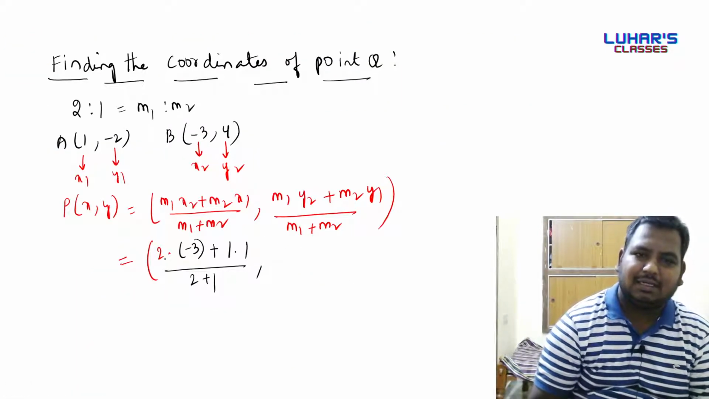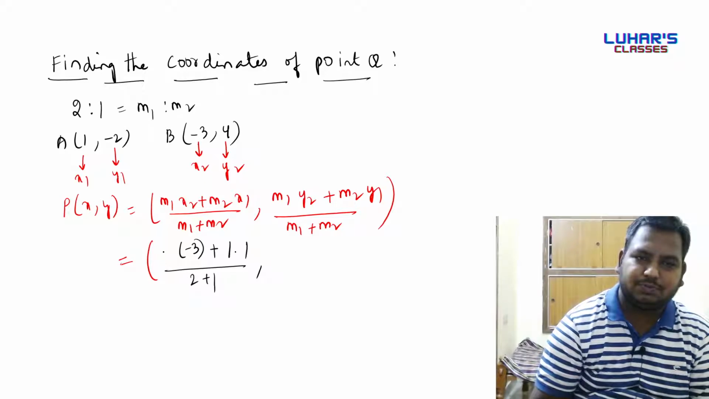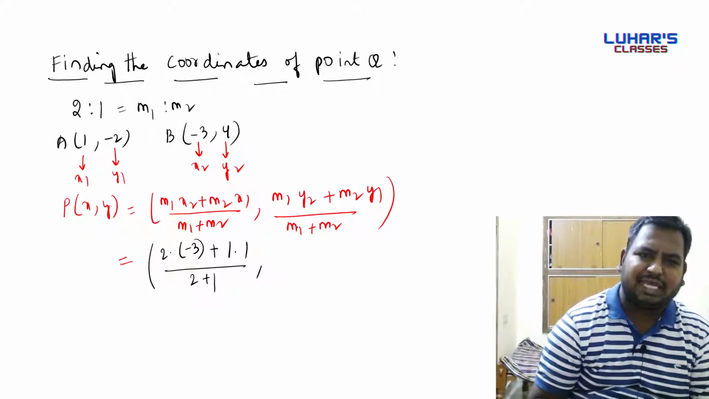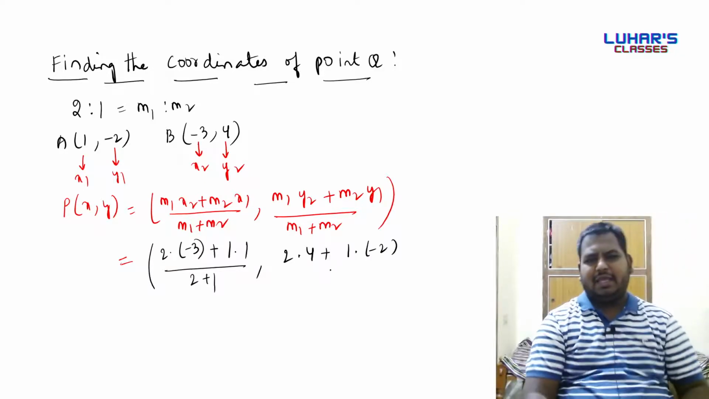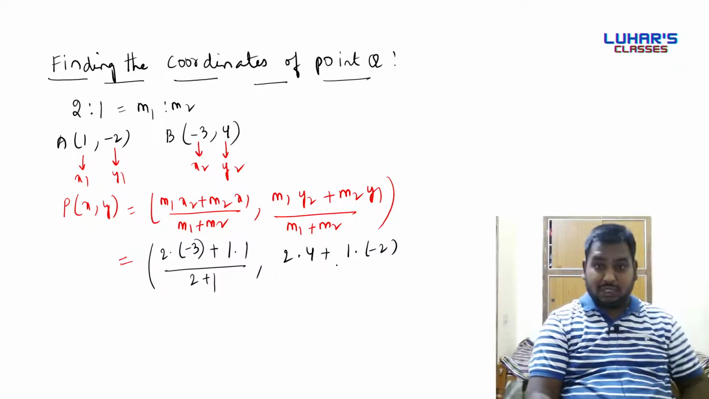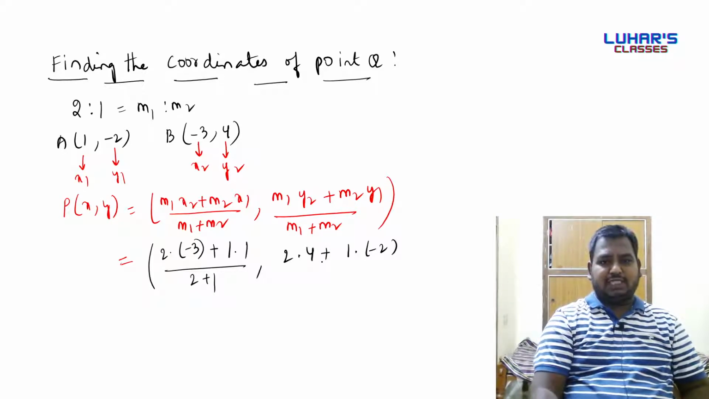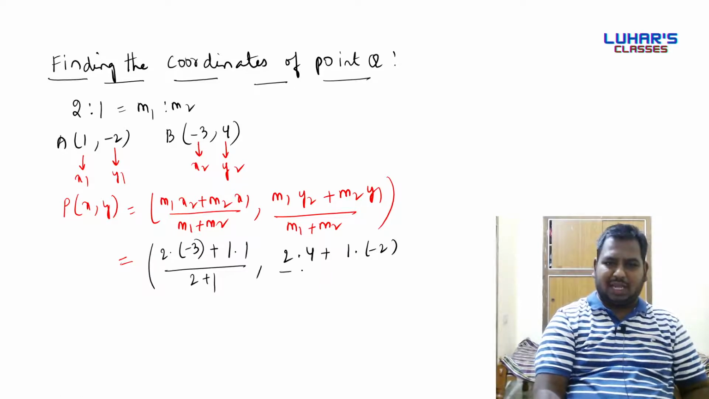Next, 2. Yeah, m1 is 2, y2 is 4, m2 is 1, y1 is minus 2. Done. m1 is 2, m2 is 1, y2 is 4, y1 is minus 2. Done. By m1 plus m2, that is 2 plus 1.